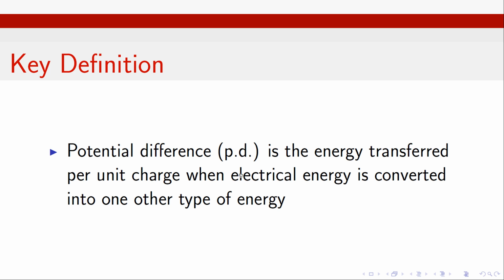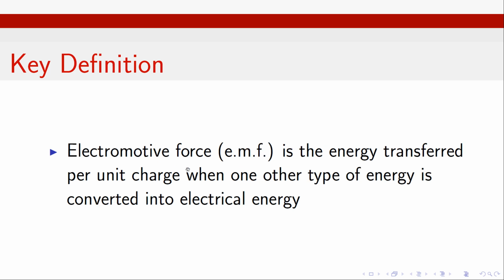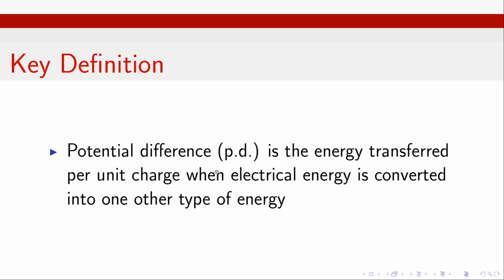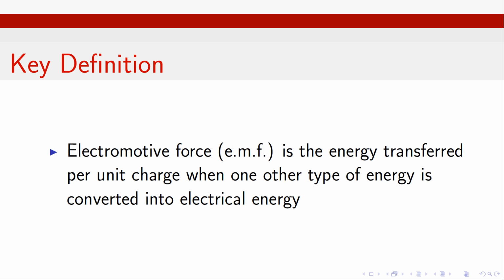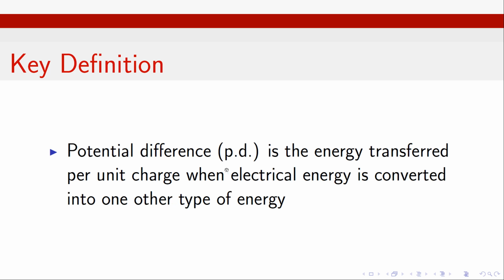So we can see that this electromotive force and this potential difference are extremely similar, but the subtle difference is extremely important. One is energy being transferred into electrical energy, so energy going into the circuit, that's the electromotive force or the E.M.F, and the other is electrical energy being taken out of the circuit, being transferred into some other type, and that's this potential difference or PD.